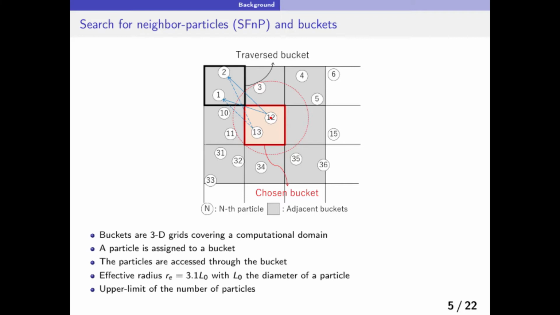To search for these neighbor particles, buckets that divide the computational domain are used. A particle is then assigned to a bucket and accessed through it. Here, the particle number 12 has an effective radius in red and its neighbor particles are the particles number 3 and 13. The radius of this red circle is equal to the edge of a bucket. As a particle has a diameter proportional to its effective radius, this gives an upper limit to the number of particles inside a bucket.